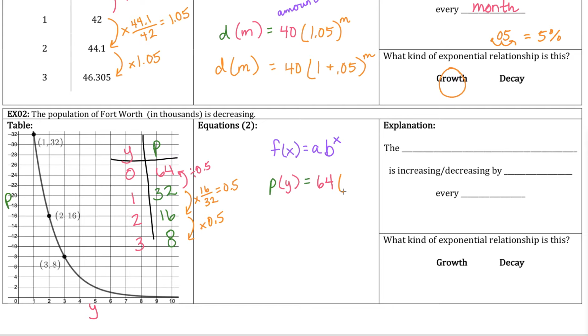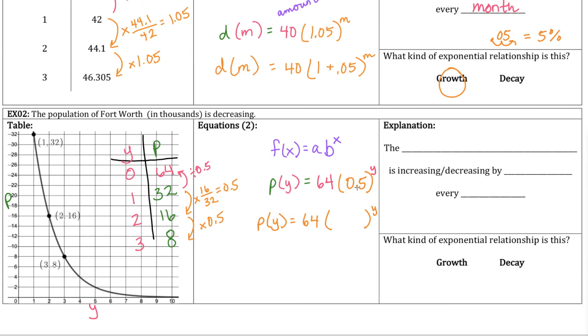We're going to keep multiplying by 0.5 over and over again. The number of times we multiply by 0.5 depends on the number of years that we have. Like if it's 3 years, then we're going to put 3 here, right? If it's 4 years, we'll put 4. 5 years, we'll put 5 right here. This will be the number of years. So population in terms of years equals 64 times something to the power of years.